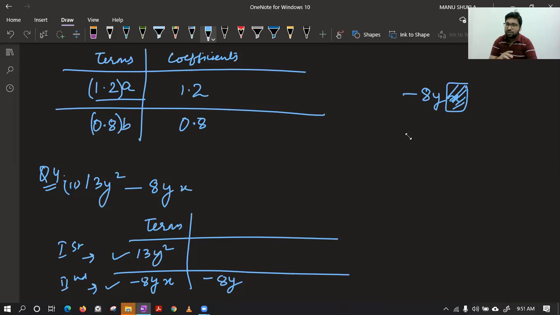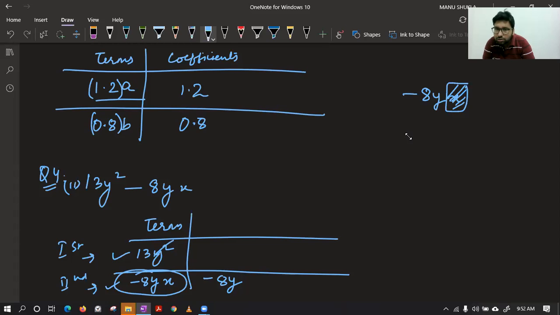If I ask in the same question, what is the coefficient of y? Class, please tell me. That will be minus 8x. Good. Because in this one, if you cover the y, minus 8x is left. Okay. Now let me take one more part.